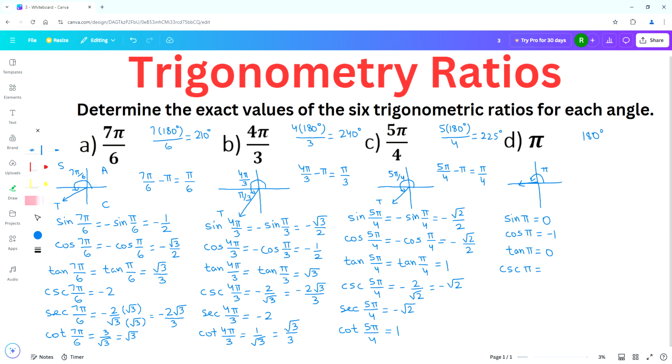Cosecant pi will be equal to the reciprocal of the value for the sine ratio, which will be 1 over 0, which is equal to undefined. Secant is the reciprocal ratio for cos. The answer for cos is -1. The answer for secant will be 1 over -1, which is equal to -1.